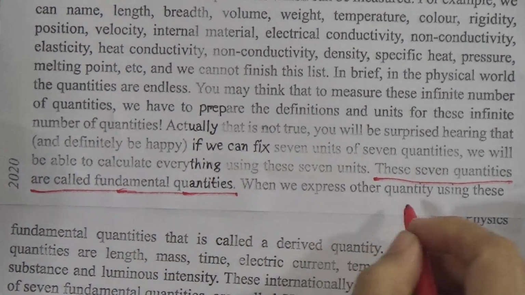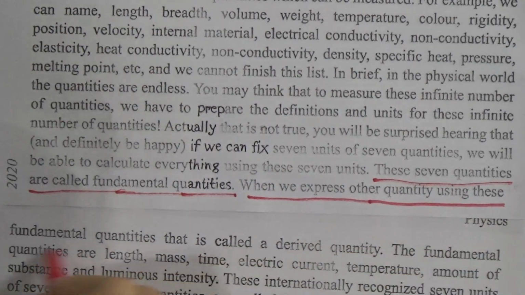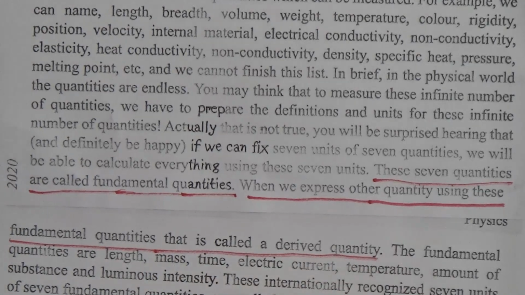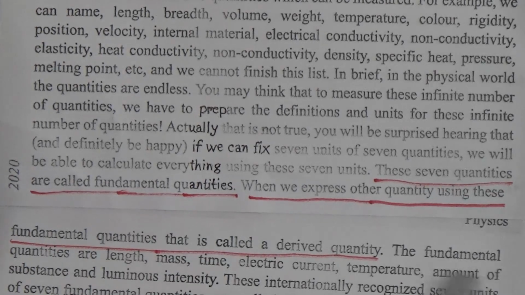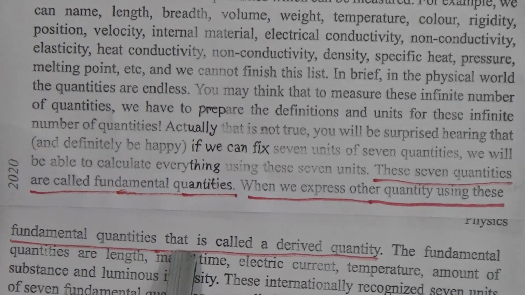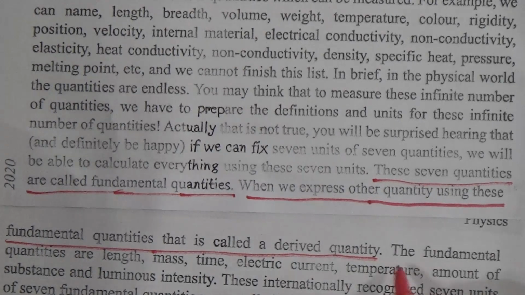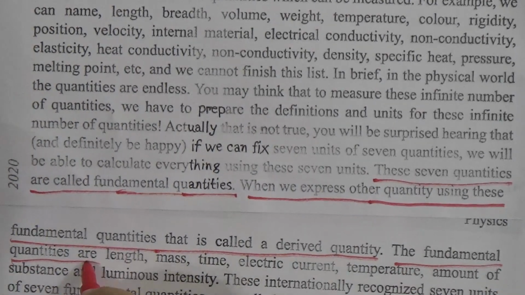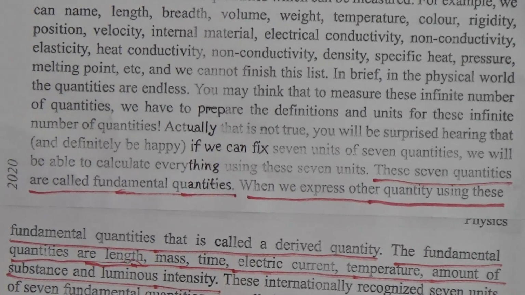We have learned from here what fundamental quantities are, and when we express other quantity using these fundamental quantities, that is called derived quantity. My dear students, here are 2 questions. First one is what is fundamental quantities and what is derived quantities. When we express other quantity using fundamental quantities, that is called derived quantity. And the fundamental quantities are length, mass, time, electric current, temperature, amount of substance and luminous intensity, which we have already discussed.